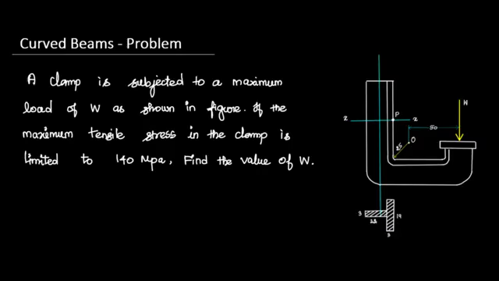And the dimensions of the T-shape are: the vertical flange 19 cross 3, and the horizontal flange 3 cross 22. These are the dimensions of the cross section. And if the maximum tensile stress at the clamp is limited to 140 megapascal, find the value of W. So what they are saying is the diagram is given and the load value is the unknown one. The maximum tensile stress acting on the cross section is 140 megapascal, then calculate the W value.